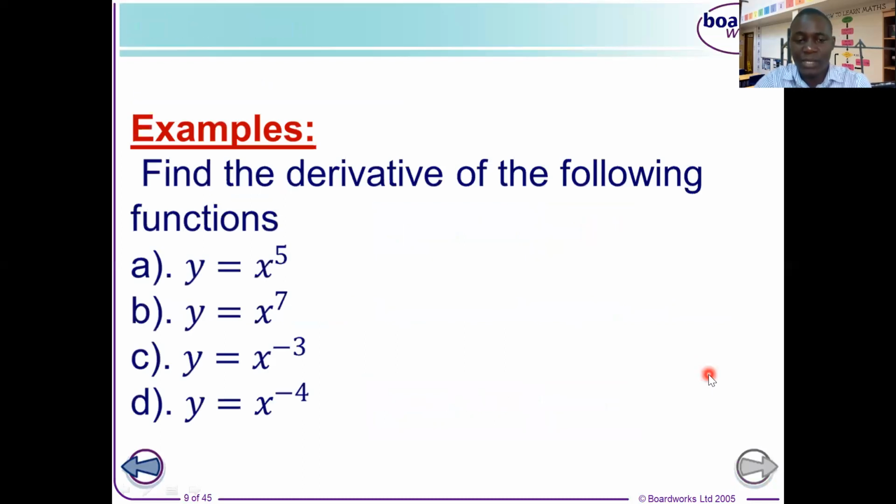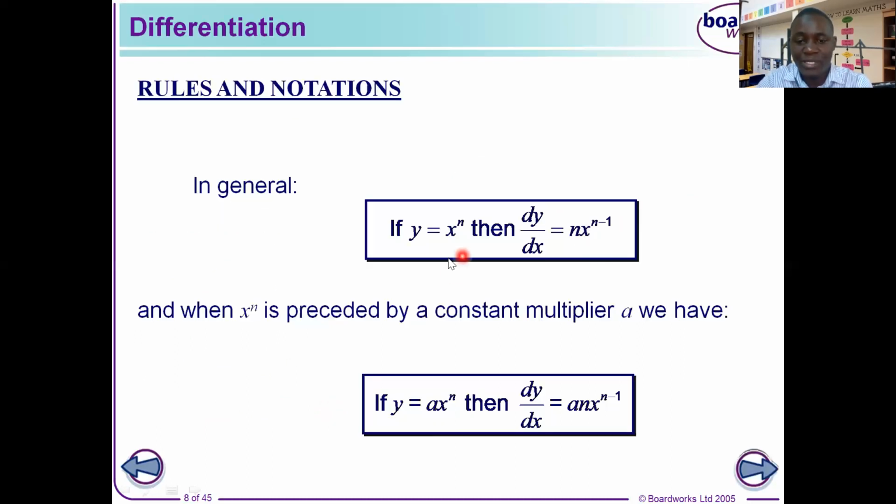Now let us take some examples. Find the derivative of the following functions: y equal to x raised to power 5, y equal to x raised to power 7, y equal to x raised to power minus 3, y equal to x raised to power minus 4. So we're going to apply this. The first one is the same rule, the same operation. It's just that we have the coefficient of this one to be 1 and then the coefficient of this one to be a constant that is greater than 1. So that's just the difference.